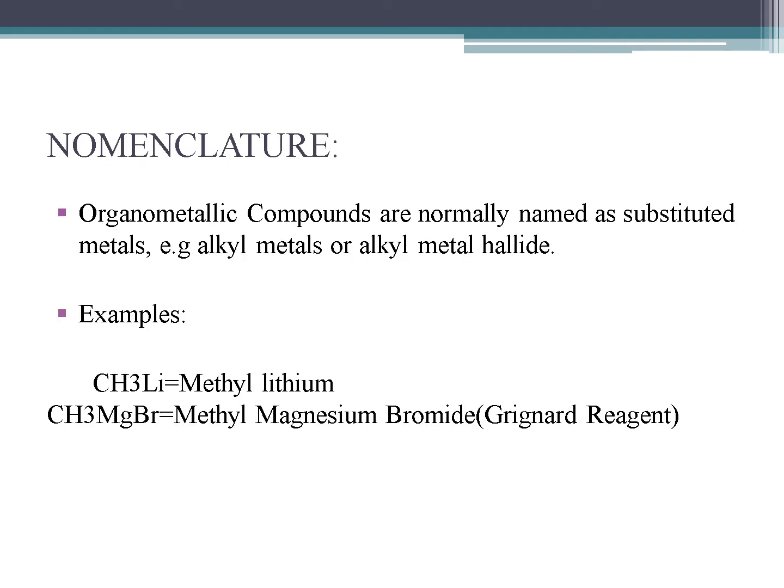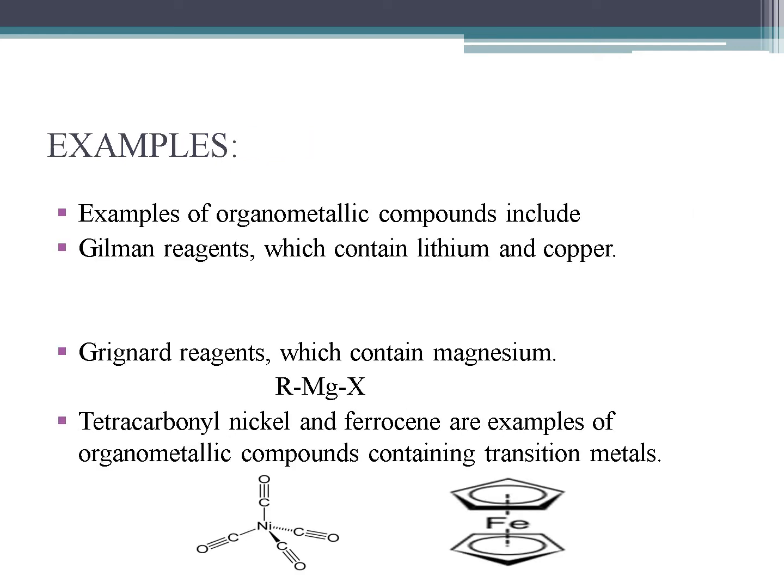Then comes nomenclature. Nomenclature is how we will name organometallic compounds. They are named as substituted metals, for example, alkyl metals, alkyl metal halides. Examples are methyl lithium. If we have a CH3 group attached to lithium, we will name it methyl lithium. And if we have a CH3 group attached with MgBr, we will call it methyl magnesium bromide.